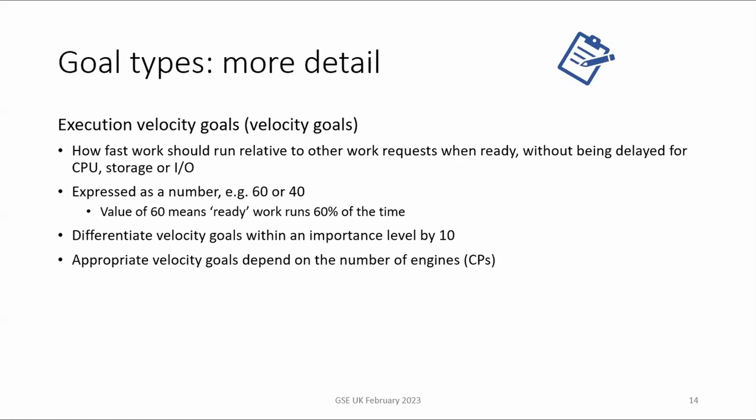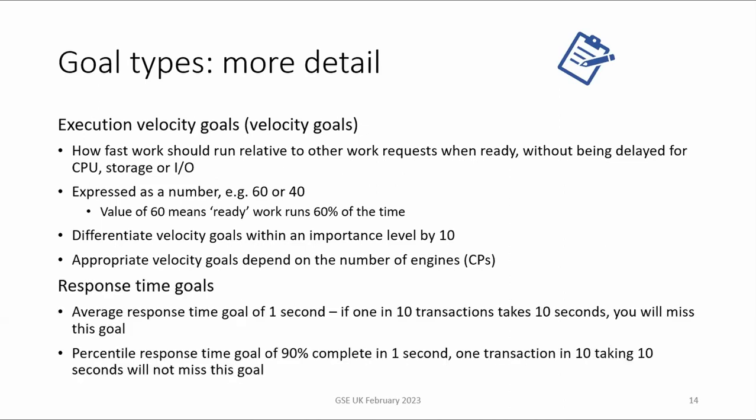And the appropriate velocity goals can depend on the number of engines you have. The more engines you have, the higher likelihood that you can be running more of the time. So a higher velocity goal is possible. If you only have 2 engines, you're not going to meet a velocity goal of 90, right? Eventually someone else is going to be using the engine and they're going to keep their time slice long enough that you won't make 90. So if you're changing your hardware configuration, you may have to adjust your velocity goals.